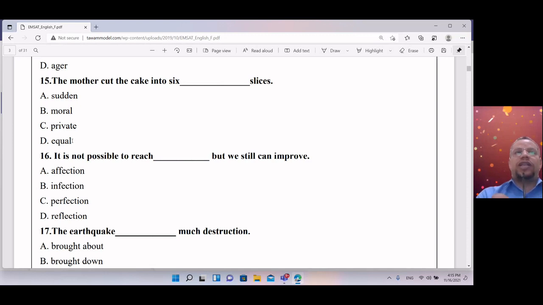Six what? Six equal slices. It's not about private slices. It's not about more or fewer. The mother cut the cake into six equal slices.